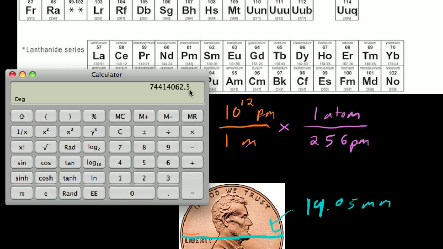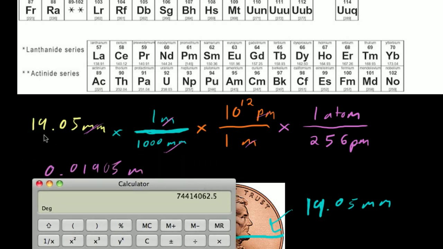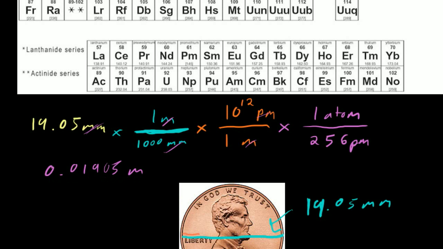And we get 74,414,062. You know, we can't have half an atom, and even, how many significant figures do we have? We've got 4 significant figures here for the measurement of our penny, but we've only got 3 here for the measurement of the diameter of our copper atom. So we can only report this to 3 significant figures. So we can say that it takes 74.4 million atoms to make it across this penny.